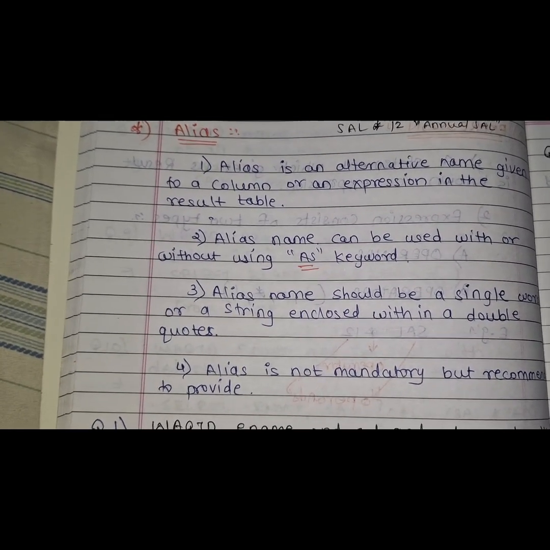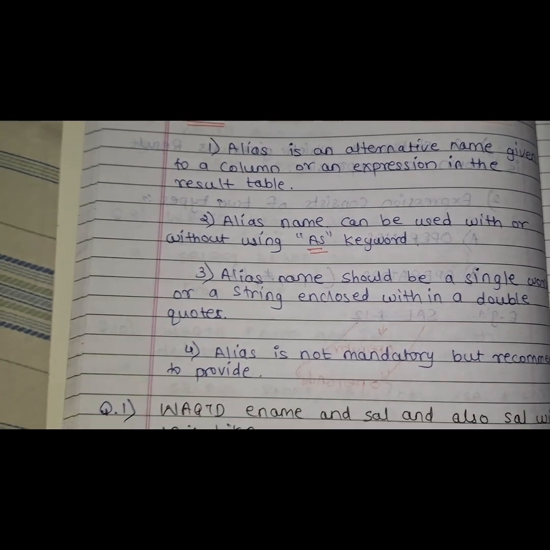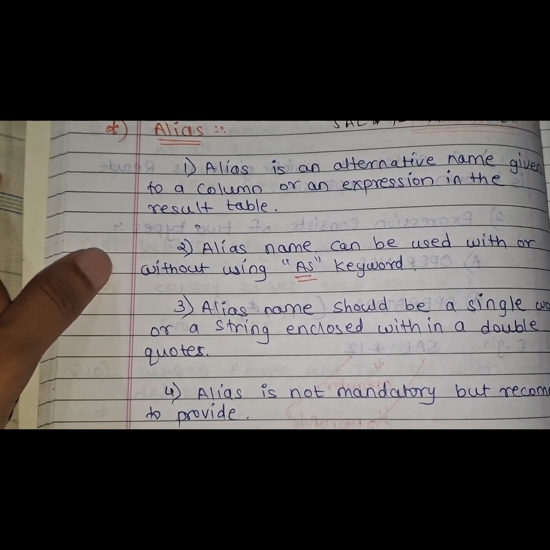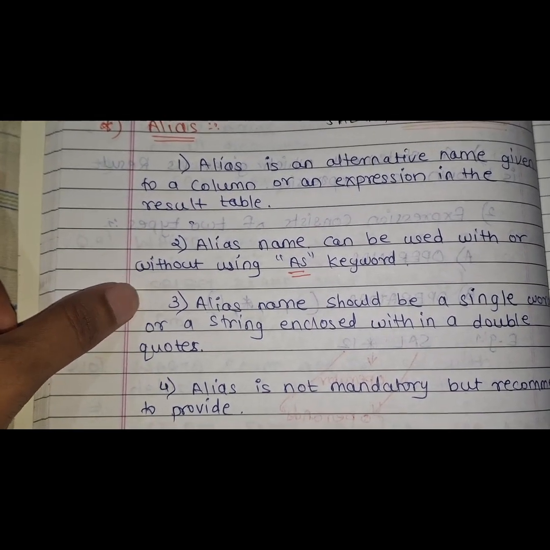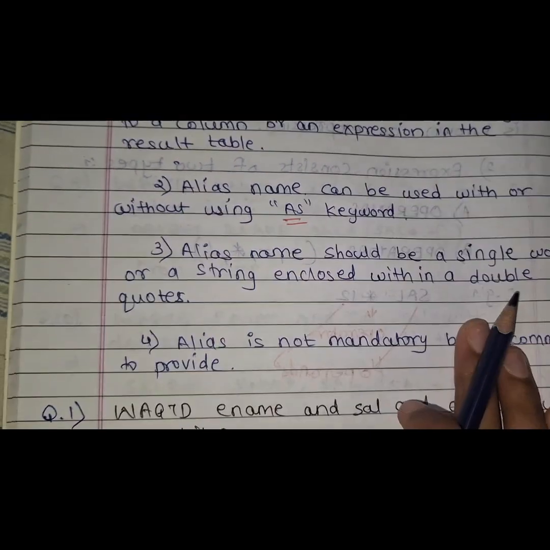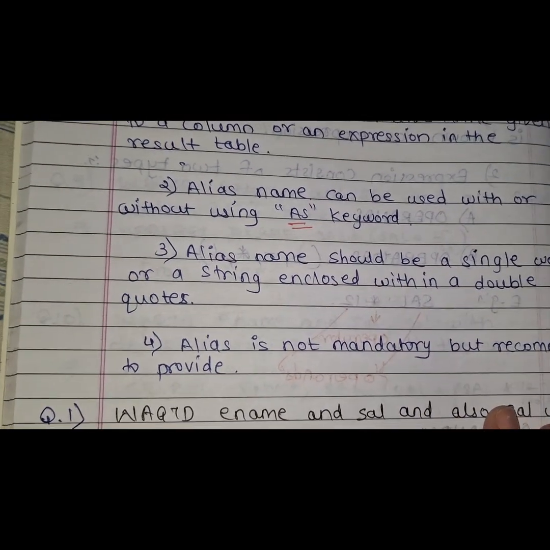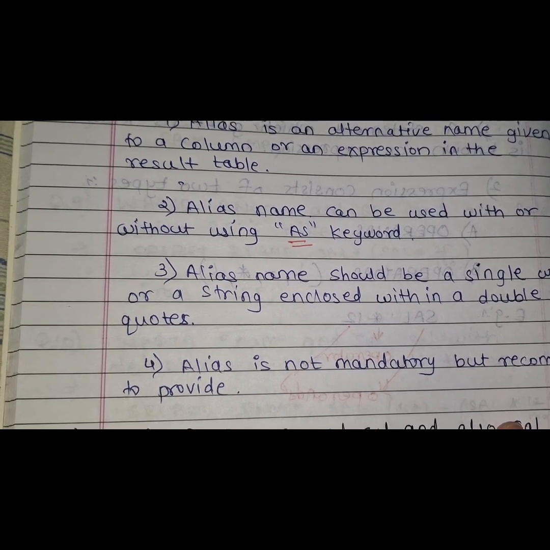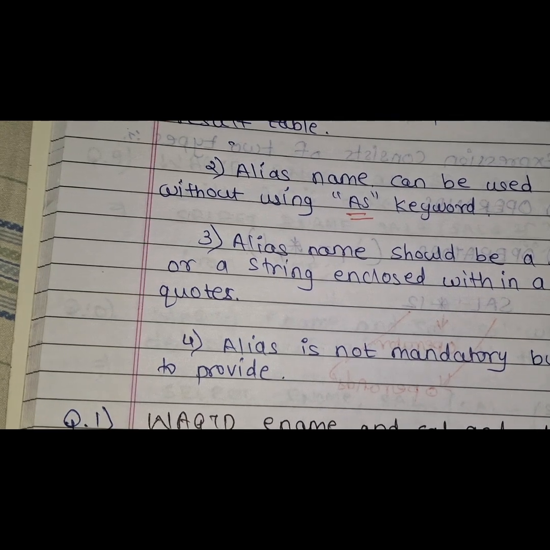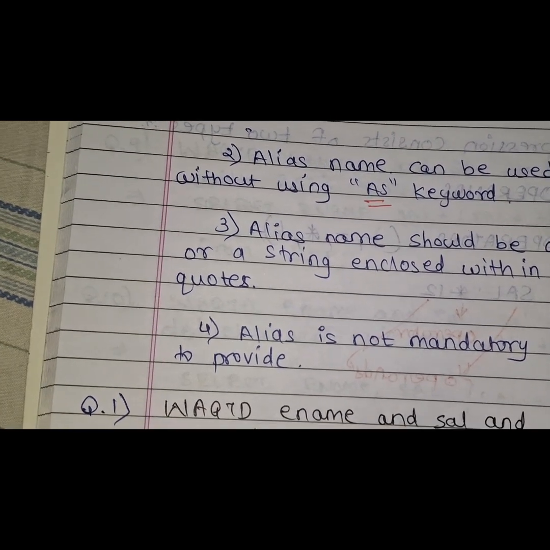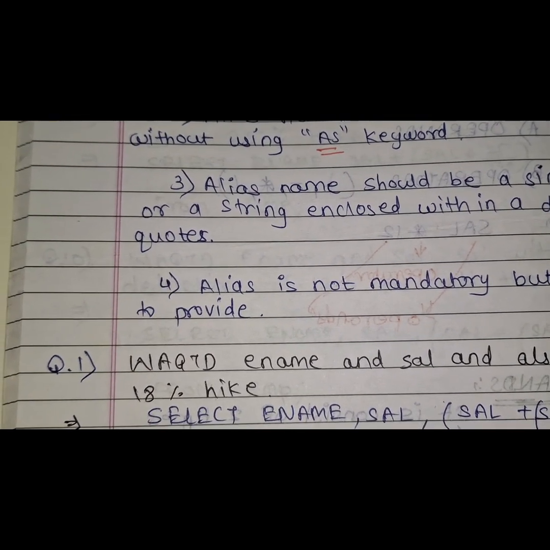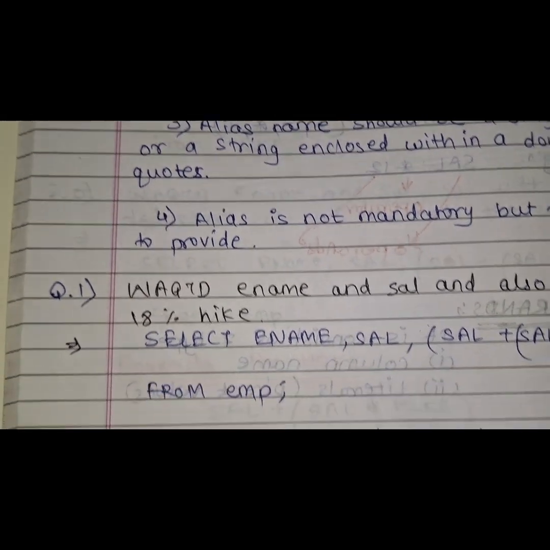If I want to give that expression a particular name, I will use an alias. How can we use an alias? An alias name can be used with or without the as keyword. An alias name should be a single word or a string enclosed within double quotes. If we write it in a single word, we don't need double quotes, but if we have more than one word, we have to enclose the alias name in double quotes. An alias name is not mandatory but is recommended as good practice.